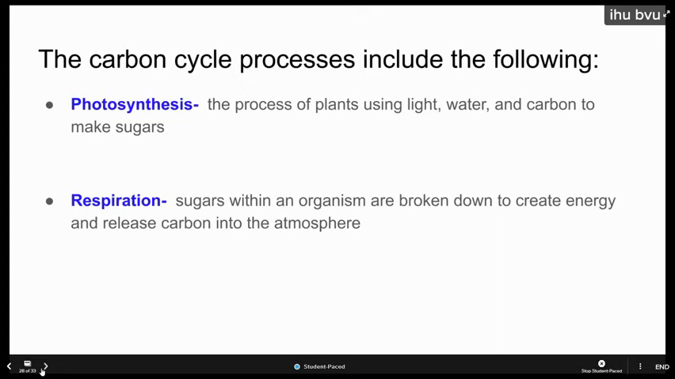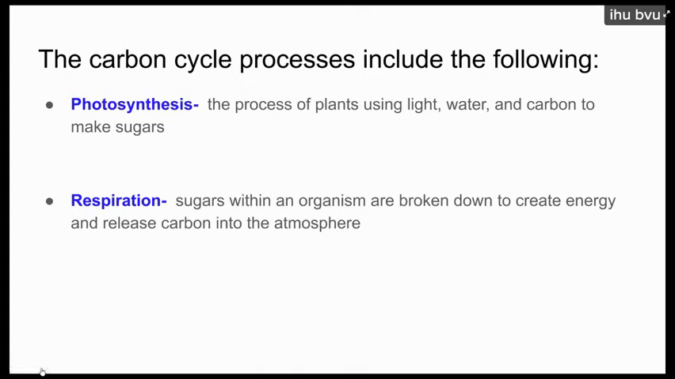So the carbon cycle involves four main processes. If you look at the last page of your packet, you will see four blanks. The first process, which you are very familiar with, is photosynthesis. Again, it's the process of using light, water, and carbon to make sugars.